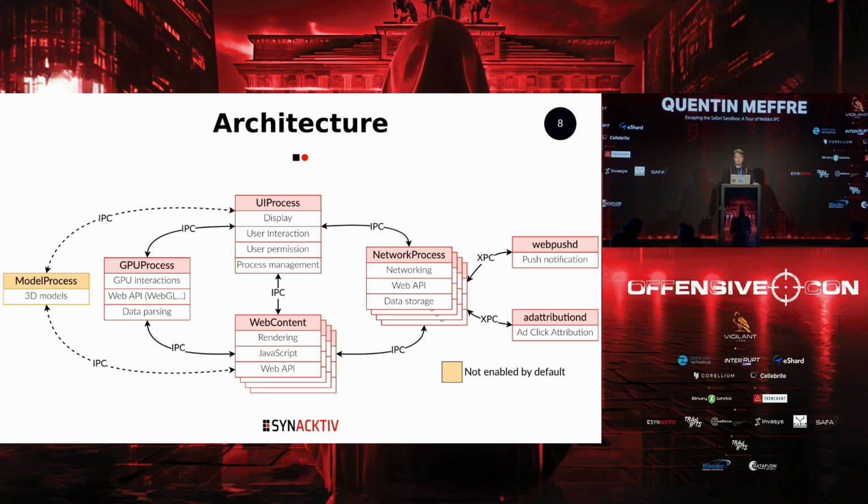So now the architecture of WebKit is a little bit more complex. We still have the UI process, which is the most privileged process of WebKit. Web content is also still there, but now the GPU stuff has been moved into a dedicated process named the GPU process. The network stuff has been moved into the network process. And WebKit also implements two daemons named WebPushD and AdAttributionD used to implement web API stuff, and they communicate using XPC with the network process, and all the other WebKit processes communicate using the IPC mechanism.